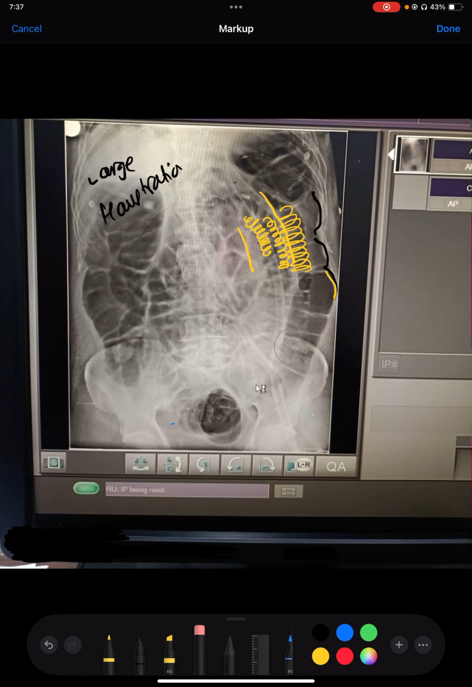So constipation is an extremely common problem, and there are so many reasons that we discussed.